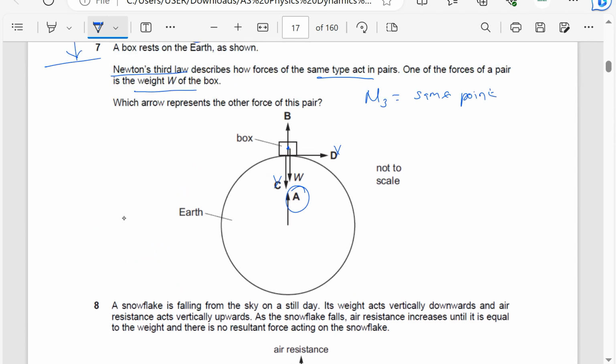Alternatively, you can also think about it. Of course, this is also acting from the center. If the weight of the body acts from the center towards the earth, then also the force of the earth onto the object must be acting from the center towards the object. So the answer is still A. Okay.